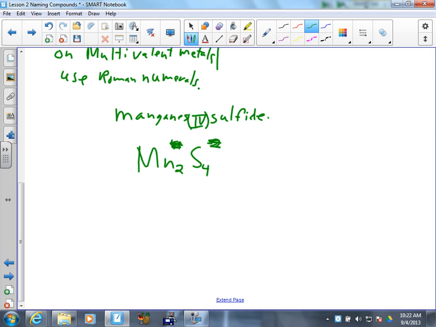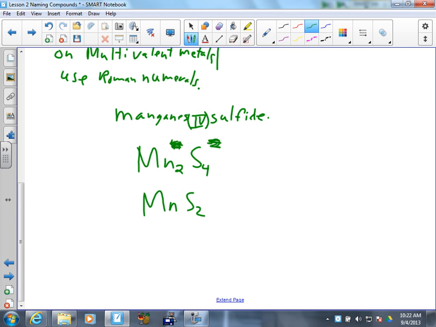Ionic compounds only, not molecular, are like fractions. You have to reduce them down to their lowest terms. You wouldn't leave a fraction written as 2 over 4. You'd reduce it to 1 over 2. So the correct formula for manganese(IV) sulfide is actually MnS2. So anytime you have an ionic compound and the numbers can be reduced, do so.